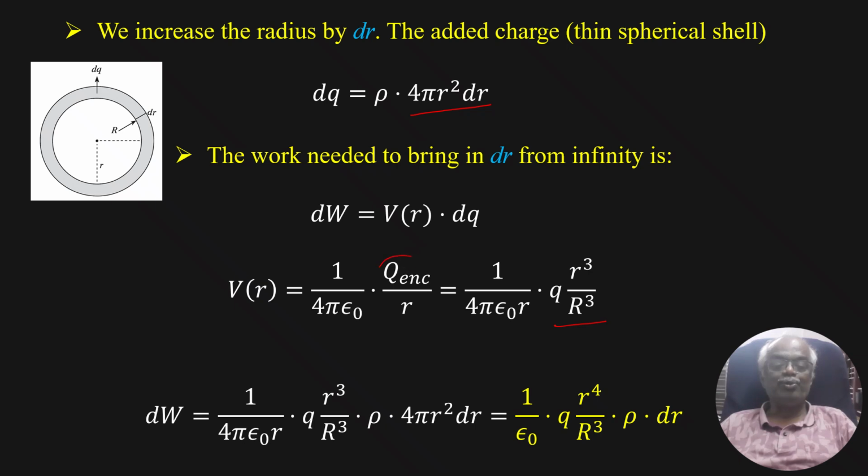Remember that this is Q enclosed. And additionally we have r. I have brought that r here, 4 pi epsilon naught, this r comes here. Then here, 1 over 4 pi epsilon naught r you keep as it is, and because we are replacing V of r as 1 over 4 pi epsilon naught Q multiplied by r cubed over capital R cubed, this one is V of r, and this is dq.